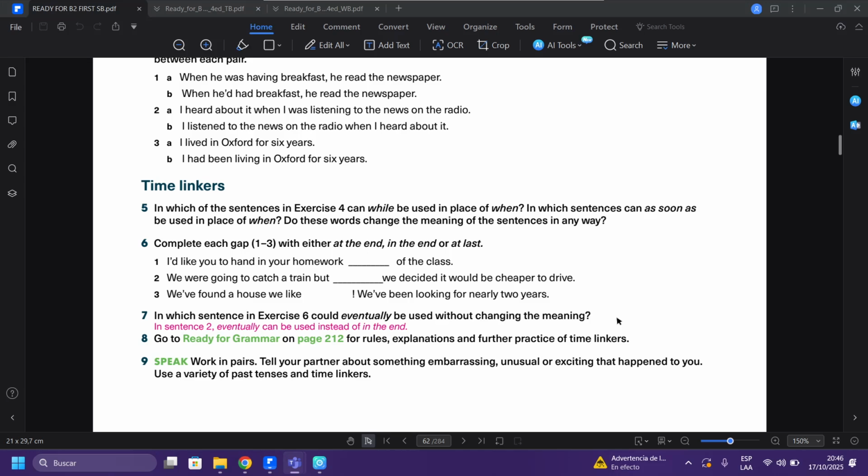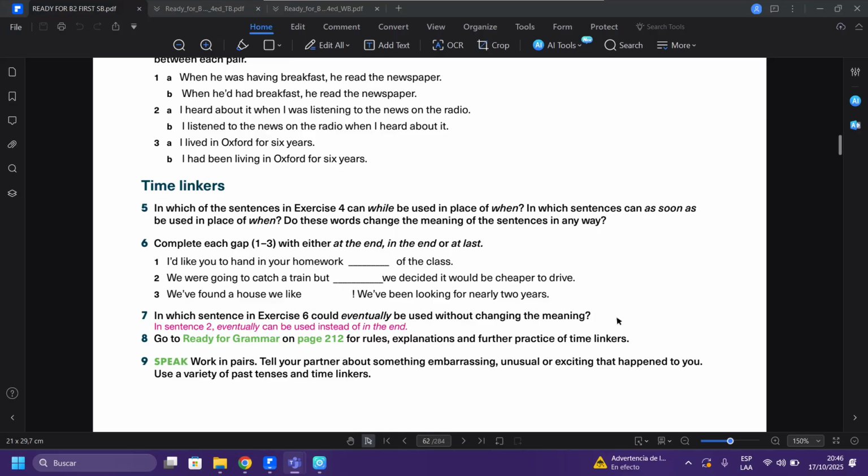Okay. At the end, in the end, at last. I don't remember at last. Okay. At the end, we use it for when something has finished a period of time. In the end, we use it to describe a result. And at last means "al fin" in Spanish. Yes, that is. All right? At last. That is the difference.